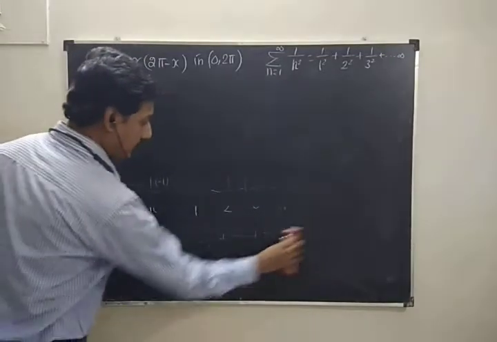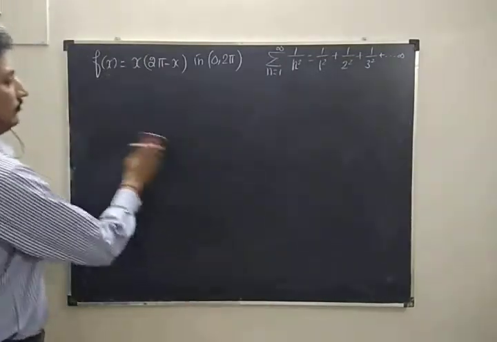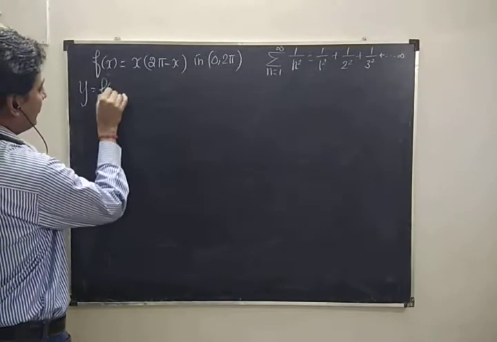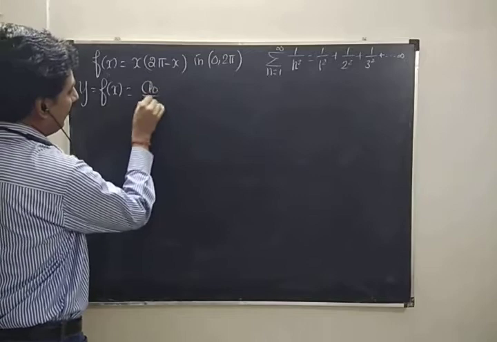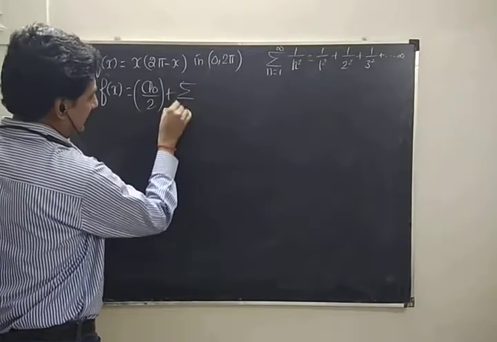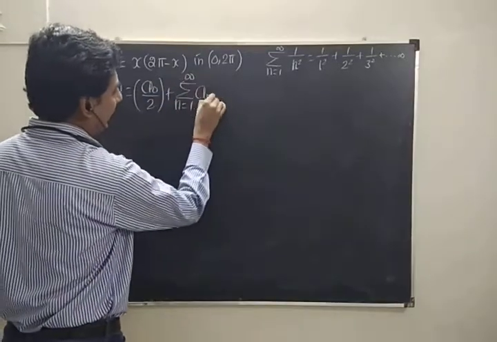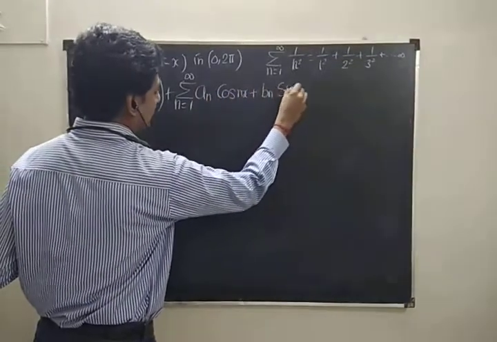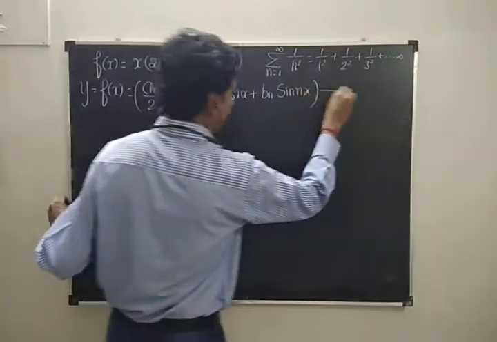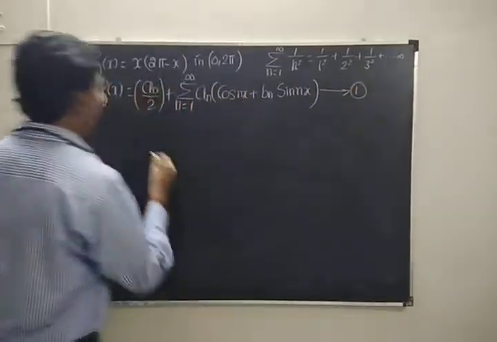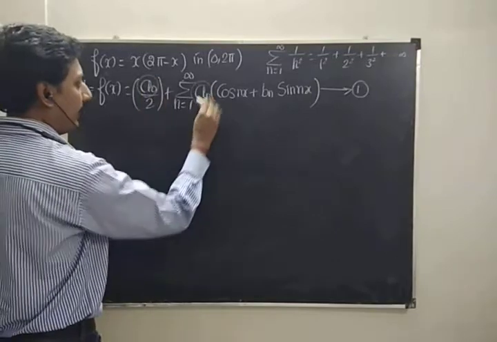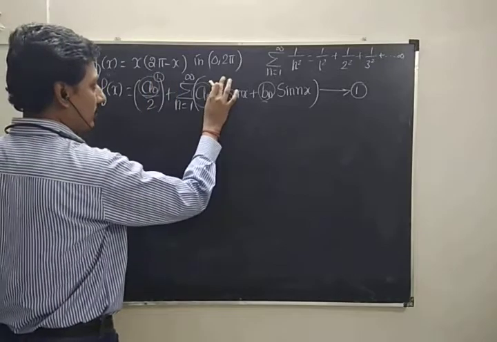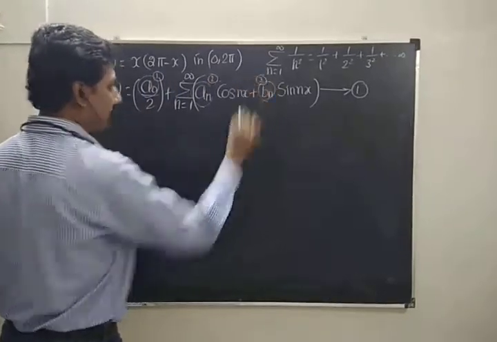As we already know, the required Fourier series for the interval 0 comma 2 pi is y equal to f of x equal to a naught by 2 plus sigma n equal to 1 to infinity a n cos nx plus b n sin nx. Right? So this is my required Fourier series expansion. I need to get a naught, a n as well as b n. So there are three constants; in each Fourier series there are three constants we need to find.